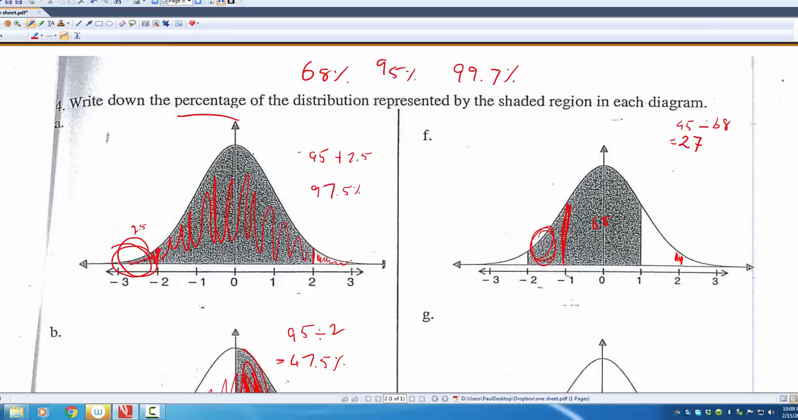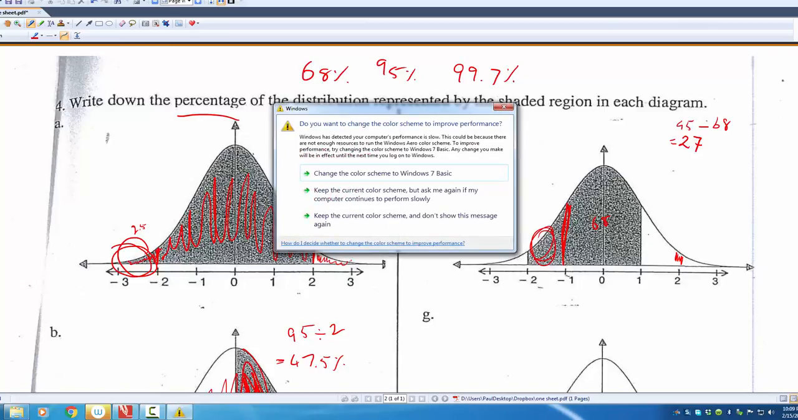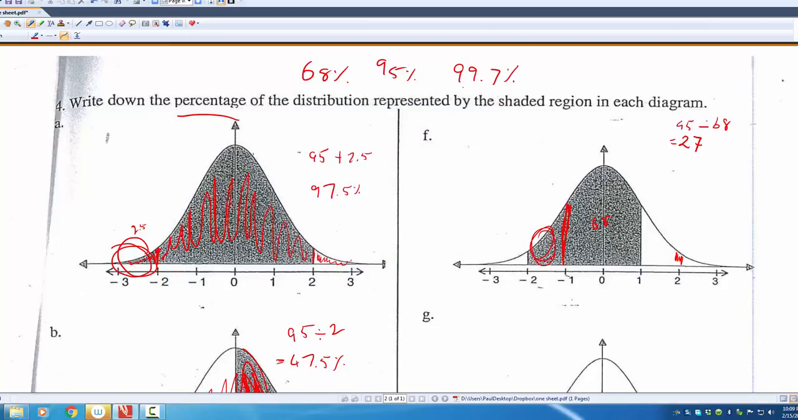But I don't want that bit and that bit. I just want this bit only. So what I do is I go 27 divided by 2 is 13.5. This bit here alone is 13.5. So now I go the 68, 1 standard deviation to the left and right, plus this extra 13.5, which means in total I've got 81.5% of the data.